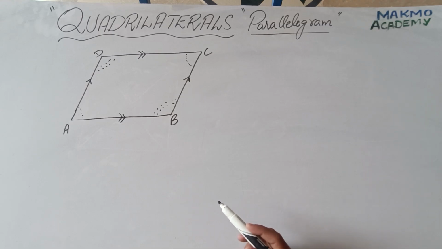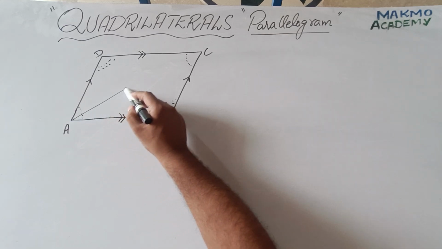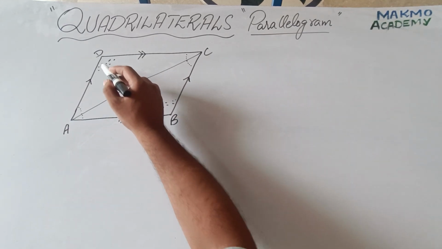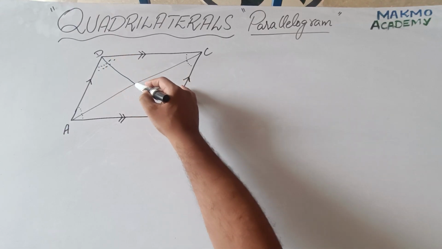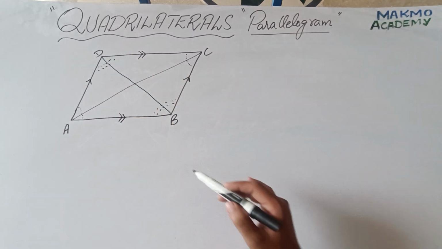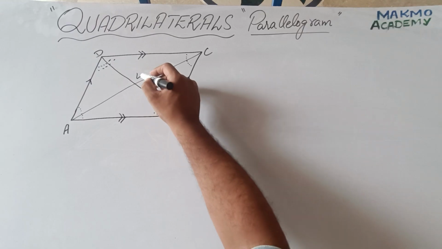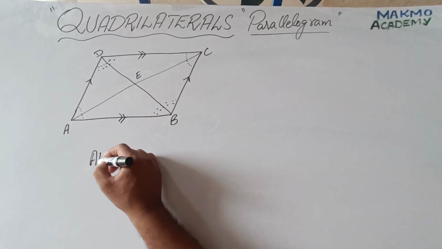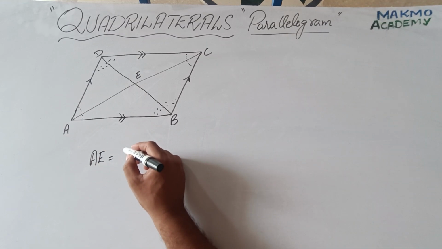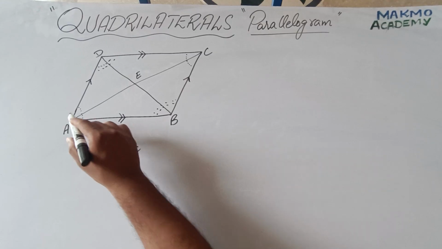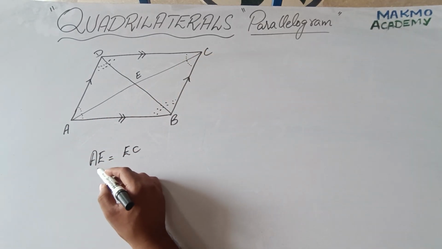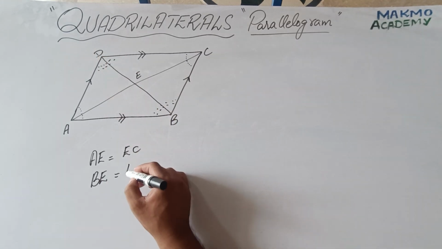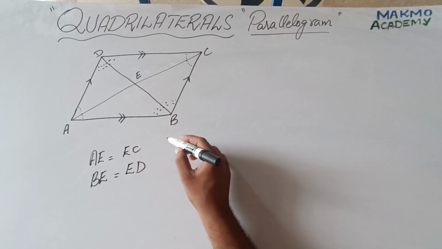Diagonals bisect each other. Let's construct the diagonals first, then we will discuss. Diagonal, a line which joins opposite vertices, is called a diagonal. So these are the two diagonals and the center point is called E. So diagonals bisect each other. It means that AE is equal to EC. Similarly, BE is equal to ED. So the diagonal property we have discussed.